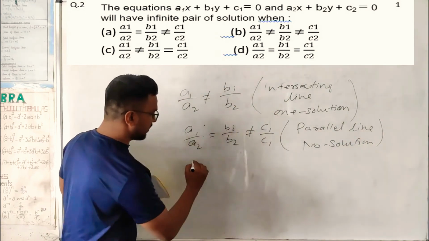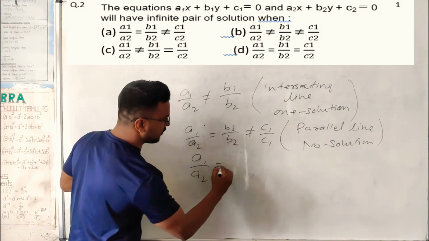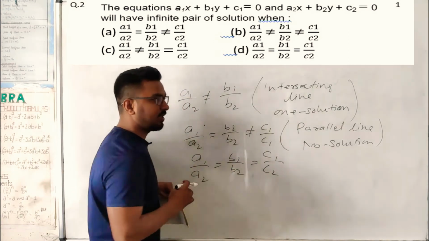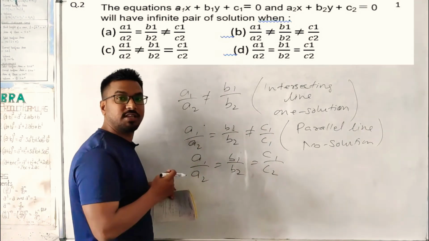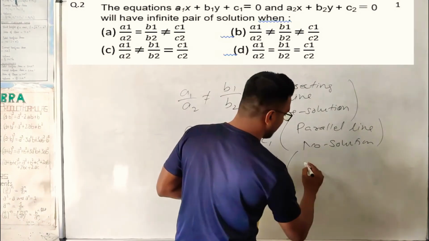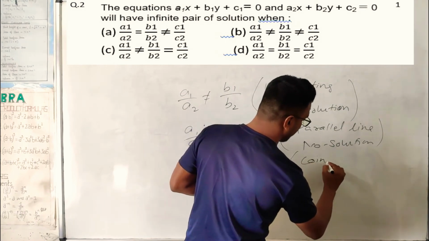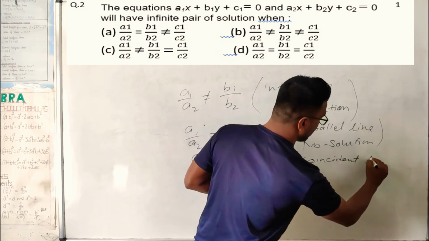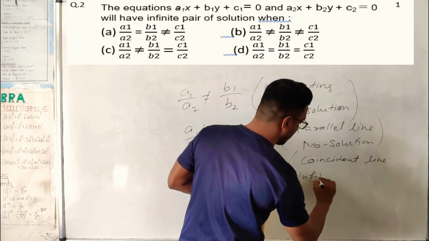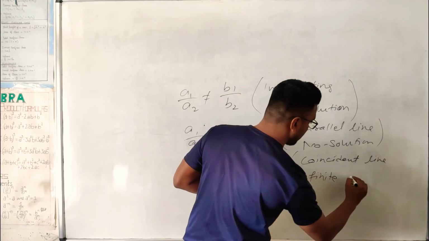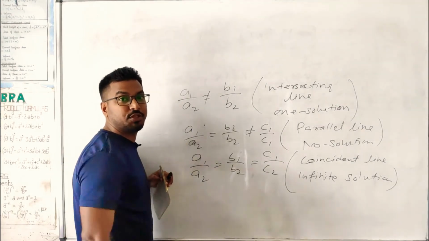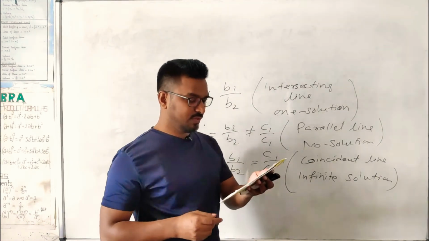And the third one is A1 by A2 equals B1 by B2 equals C1 by C2. In that case, you will get coincident lines, and you will get infinitely many solutions. These are the basic information you should know. We'll move to the next question.